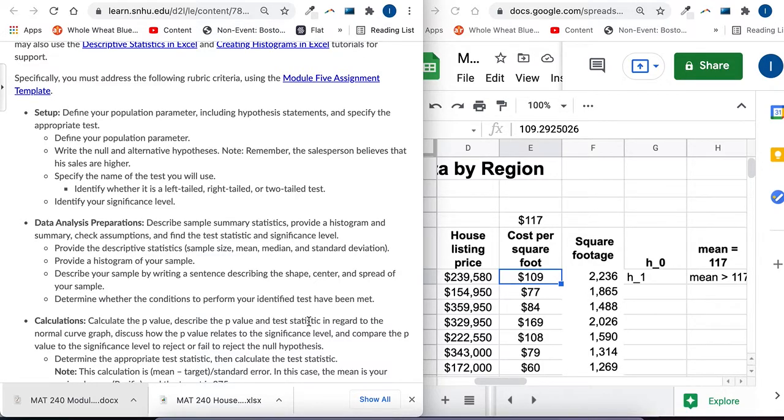Check assumptions. Find the test statistic and significance level. So when they say check assumptions, before you conduct a hypothesis test, there are often choices. I mean, in this class we don't have a range of options, but there's something called non-parametric statistics that you could use if you need something that's a little bit more flexible.